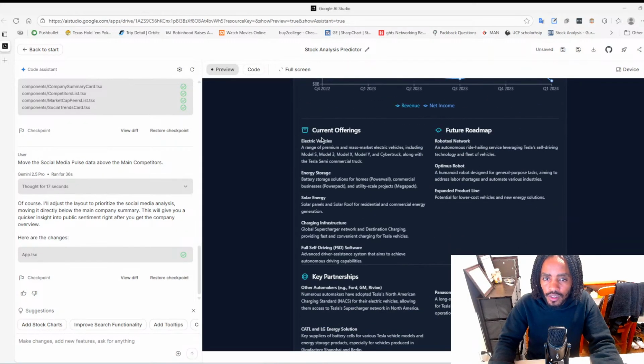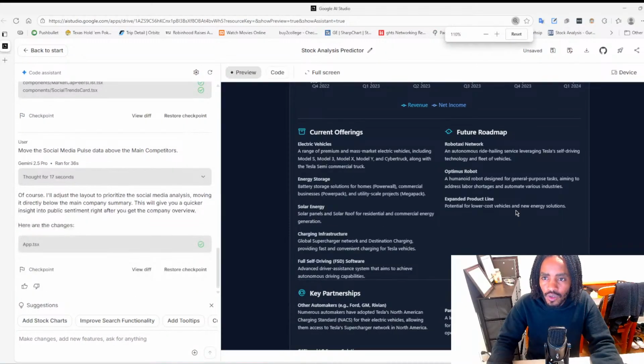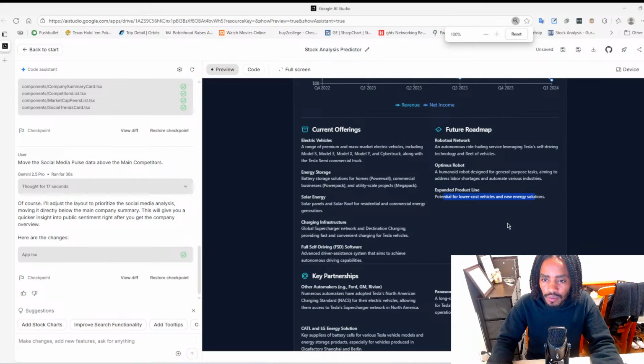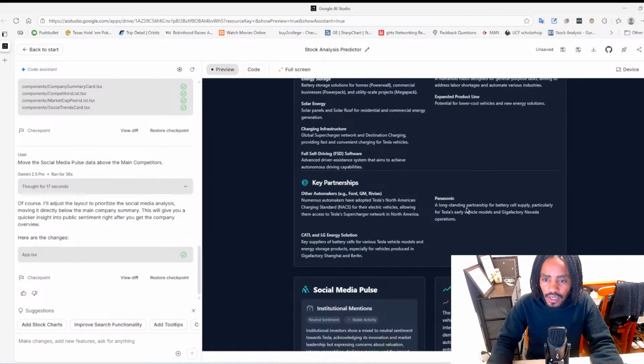Let's keep on going. Current offerings: electric vehicles, energy storage, solar energy, charging infrastructure, full self-driving, and then the future robotaxi network, Optimus robots, and expanded product lines, potential for low-cost vehicles and new energy solutions. So this is some of the stuff that Tesla always teases the customers around.